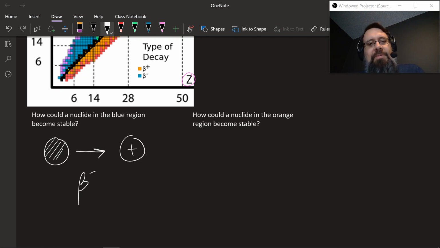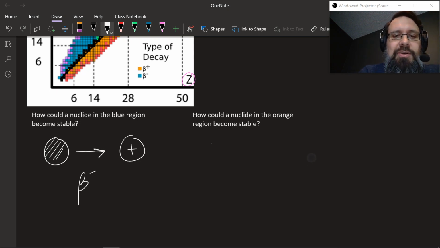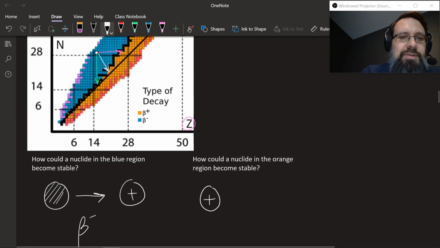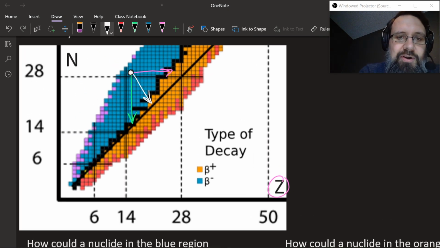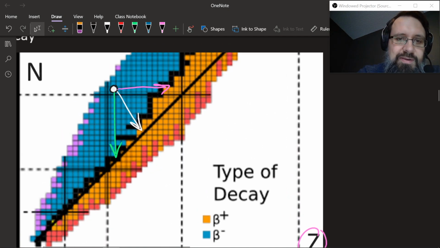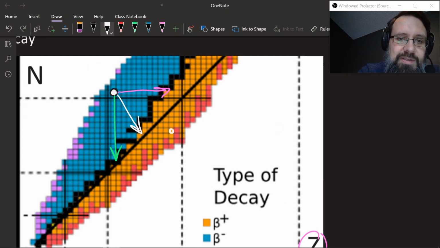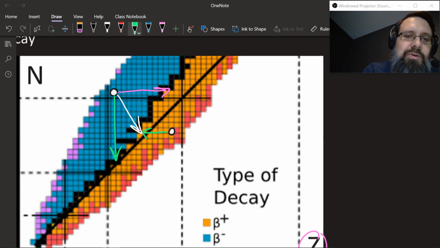And then the opposite is true for the other direction. So if I was a particle down here, we'll put it right here. If you're this guy right there, what could you do to become stable? You could either lose some protons or gain some neutrons.